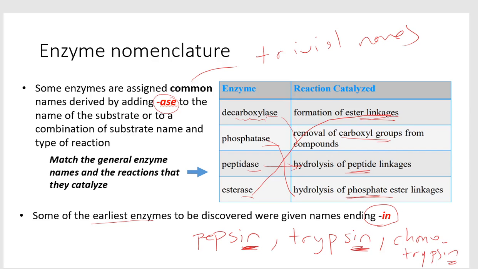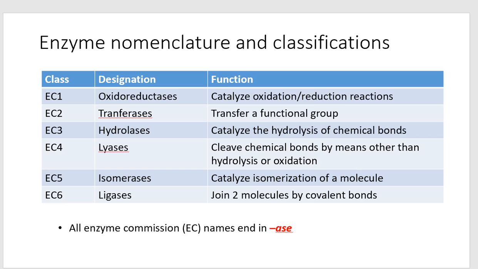After that, large groups of enzymes were discovered. Therefore, due to this growing complexity and inconsistency in the naming of enzymes, the International Union of Biochemistry set up the Enzyme Commission, EC, with Enzyme Commission classes, to address this issue. According to that, enzymes are grouped into 6 major classes on the basis of the reaction they catalyze. All EC names end in -ase.